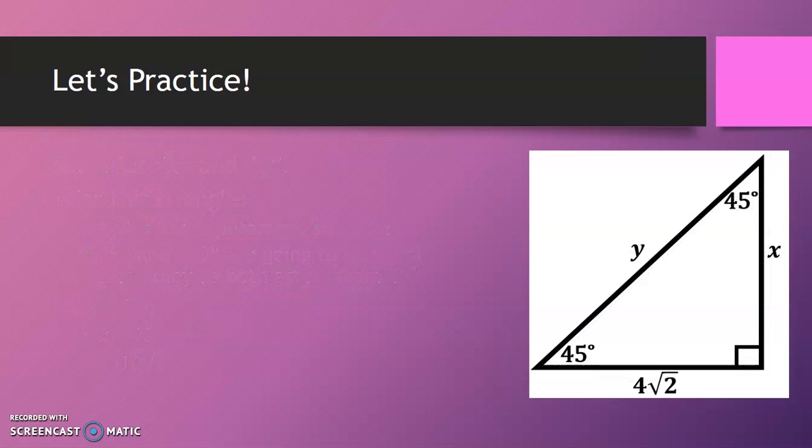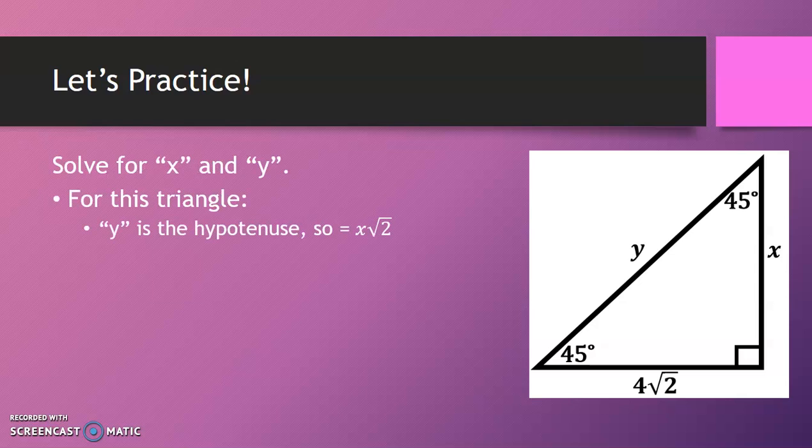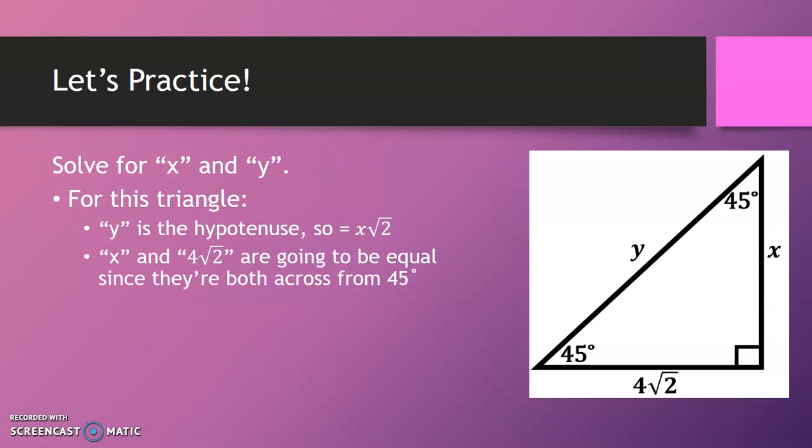For this next one, same setup except across from the 45-degree angles, from one of them is 4 radical 2. Y is still the hypotenuse, so that's still going to be the x radical 2 side. X and 4 radical 2 are going to be equal again because they're both across from 45 degrees. So x is going to be equal to 4 square root of 2.